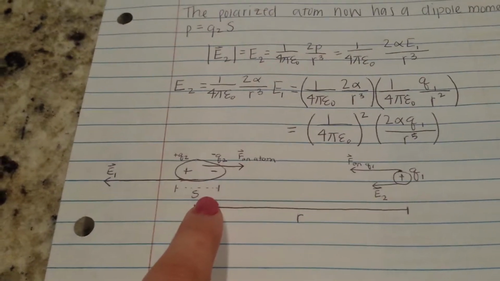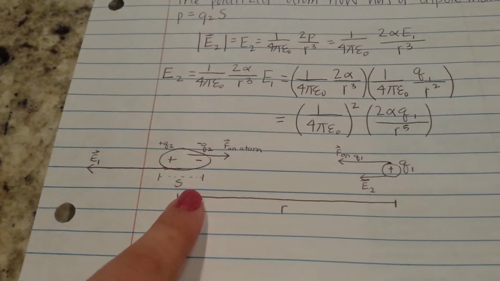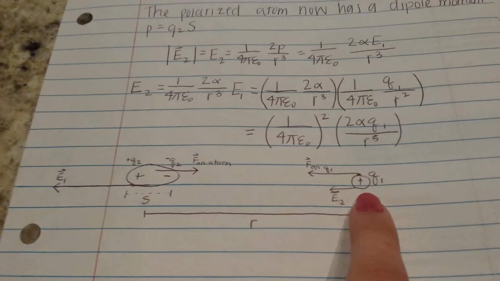So here I've drawn it all out. This is the induced dipole now of the neutral atom. This is the positive point charge.